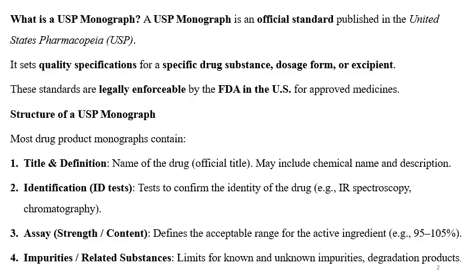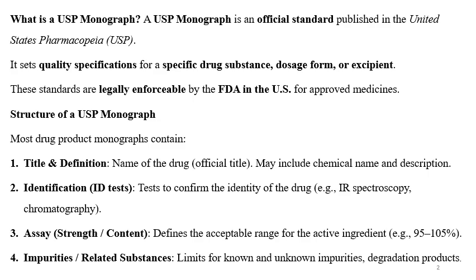Then, structure of the USP monograph. Most of the monographs have this structure that we are going to learn. First is title and definition. So title is the name of the drug like metformin hydrochloride, its official title. It may include chemical name and the description. Identification test. These are also called ID tests. How to identify that compound or how to identify the formulation. The identification test confirms the identity of the drug by IR spectroscopy and by chromatography techniques.